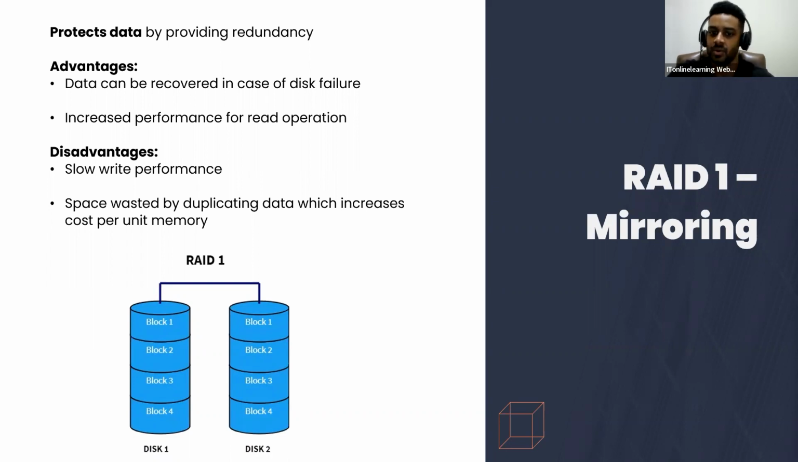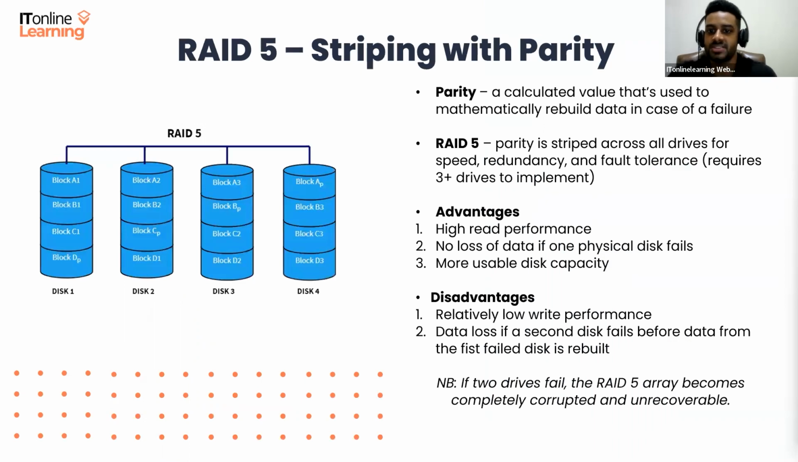But unlike RAID 0, write performance is reduced since all the drives must be updated whenever new data is written. Another disadvantage is that space is wasted due to the duplicate data, thereby increasing the cost to storage ratio. An important RAID term that you should also understand is parity. Mirroring works nicely, but you don't get the speed advantage that striping provides. Parity is simply a calculated value that's used to mathematically rebuild data in case of a failure.